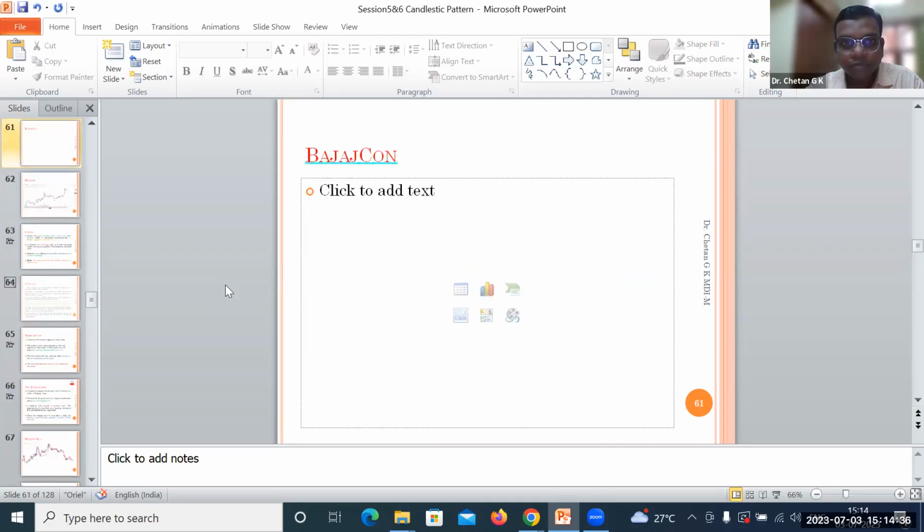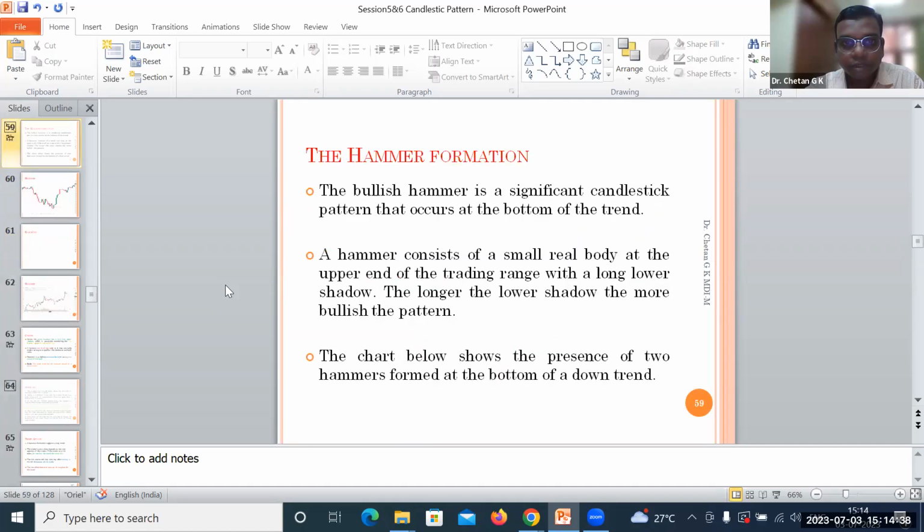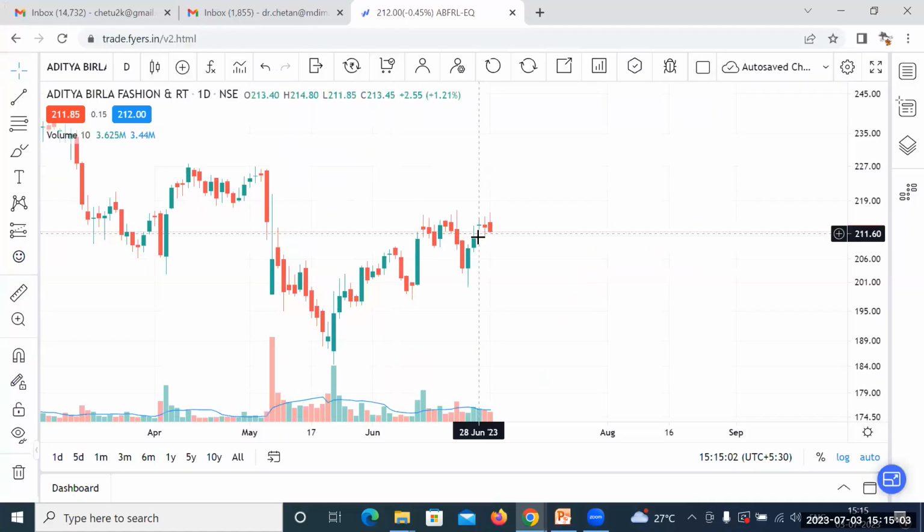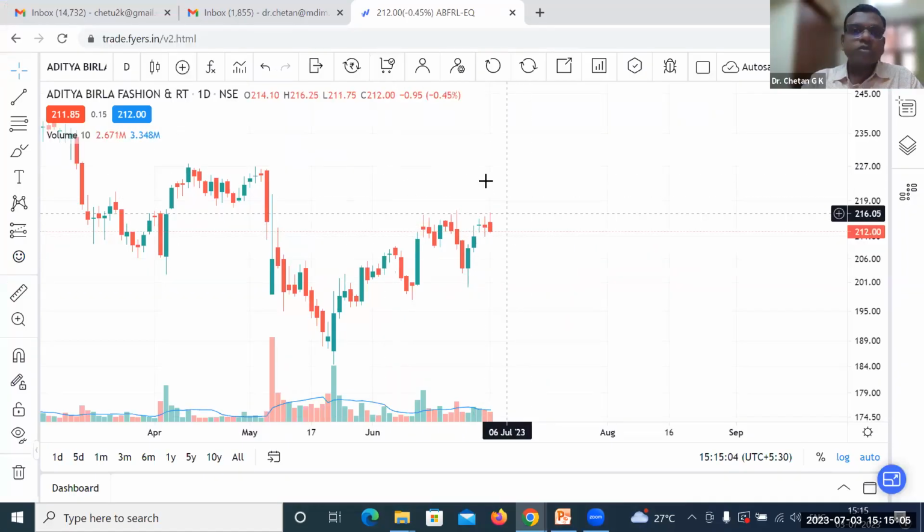Just a minute. So you can see this is a hammer. A hammer appears once there is a downtrend. A shooting star appears at the end of the uptrend. That is the difference in where it appears. And it is also inverted, something like an inverted hammer. That is how the shooting star appears. Okay. So tell me now, Aditya Birla Fashion, what is it?